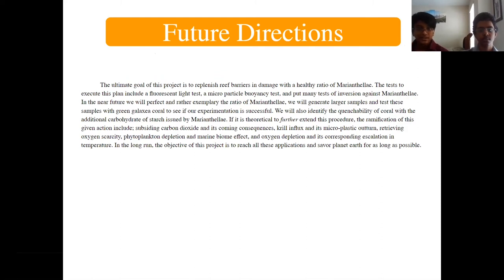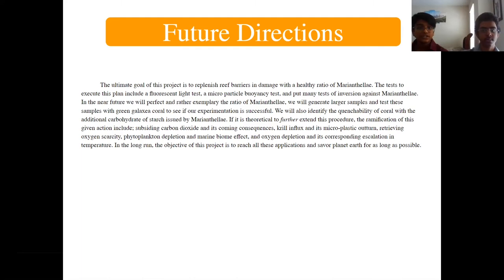The tests to execute this plan include a green fluorescent light test, a microparticle buoyancy test, and many tests of inversion put against Marientli. In the near future, we will perfect and exemplify the ratio of Marientli. We will generate larger samples and test these samples with green galaxy coral to see if experimentation is successful. We will also identify the quenchability of coral with additional carbohydrate of starch issued by Marientli. It is theoretical to further extend this procedure.